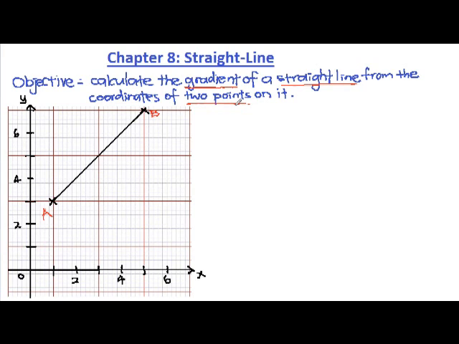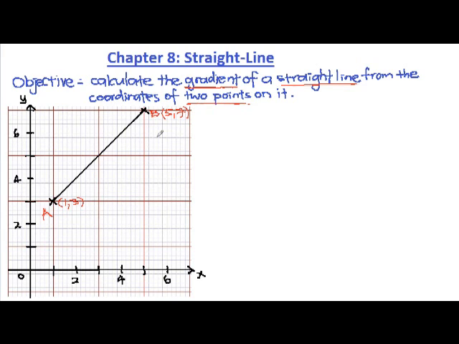Lines are made up of an infinite number of points. This video deals with those points which form a straight line. Each point of a straight line, when it is plotted on a pair of axes, will have particular coordinates. For instance, the coordinate for point A is 1 and 3, and the coordinate for point B is 5 and 7.